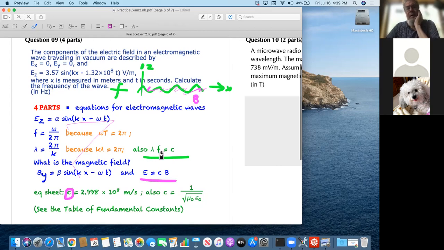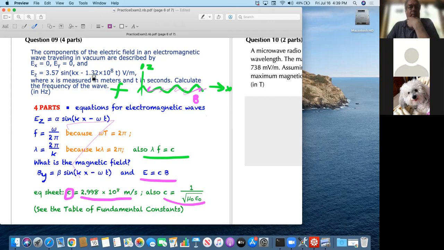But remember, wavelength times frequency is the speed. And the first question was, what's the frequency? So you already calculated the frequency. The wavelength would just be the speed over f, but you have to know the speed. So what's the speed of an electromagnetic wave? Well, if you look up in the table of fundamental constants in the front of the book, it's 2.998 times 10 to the 8 meters per second. Maybe you should have that written down. Or you could calculate it from this if these constants are given.